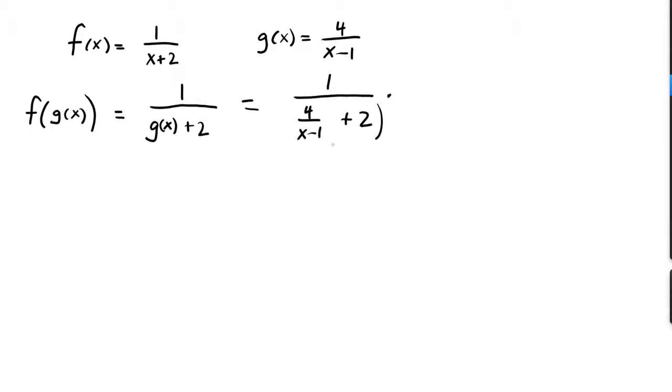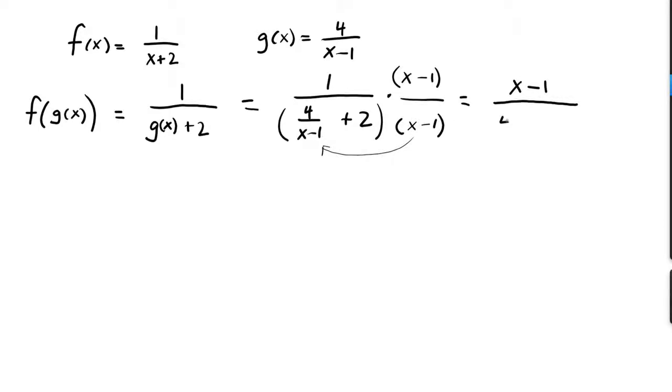I'm going to do that by multiplying the numerator and denominator by x minus 1. I'm choosing x minus 1 because it is the common denominator of all the pieces of my complex fraction. When I multiply the numerator by x minus 1, I get x minus 1. When I multiply the denominator, notice when I multiply this term by that term, the x minus 1's divide out, and I'm left with a 4. And when I multiply x minus 1 times this term, I get 2 times x minus 1.